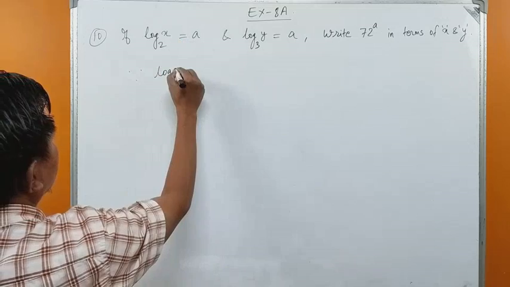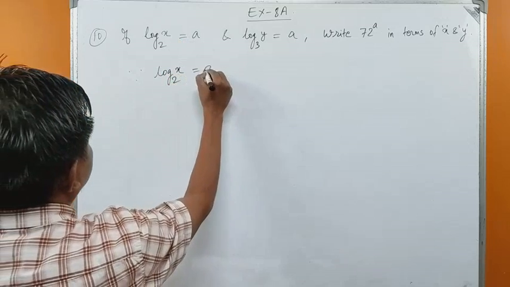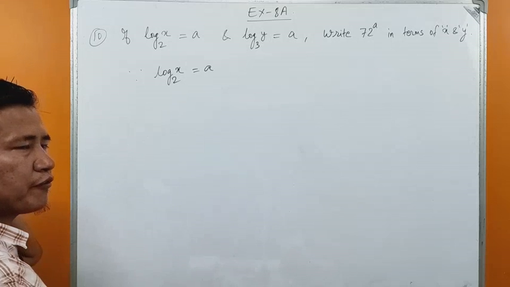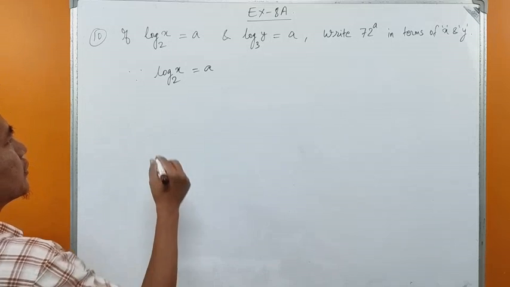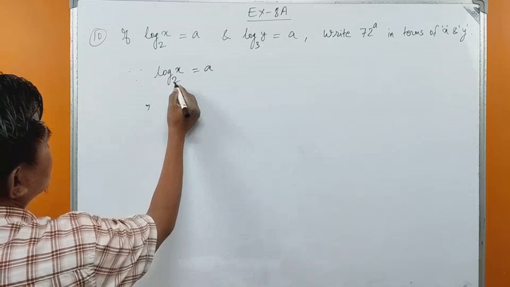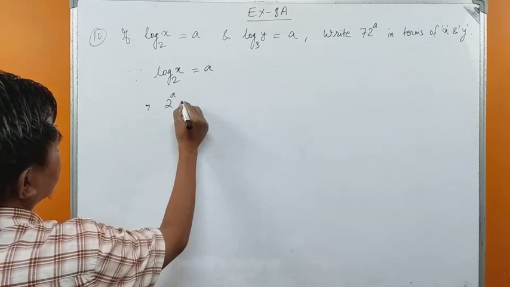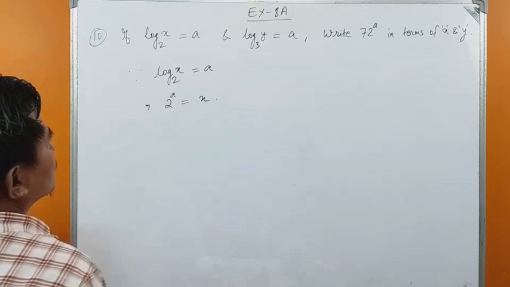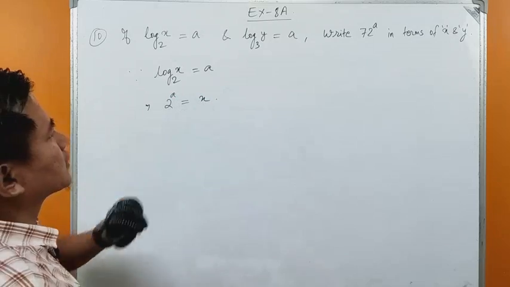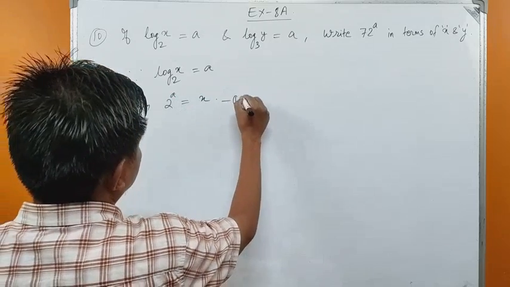Since log x to the base 2 equals a, isn't it? So this is in logarithmic form. We convert this into exponential form first. 2 is the base here, so we write 2 here. This becomes power a equals x. So 2 to the power a equals x. This is equation 1.